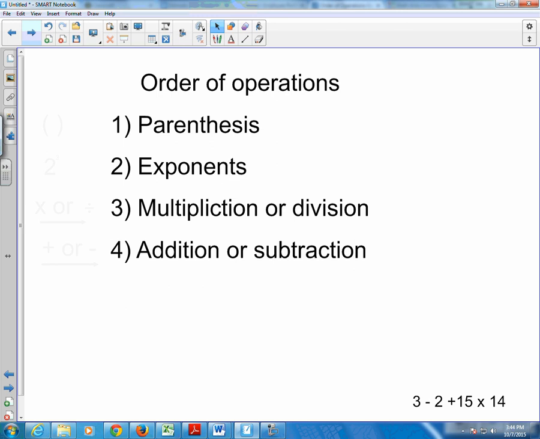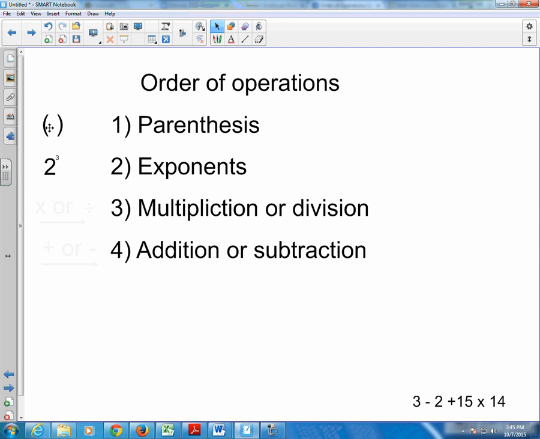First thing that we have to do is parentheses. And in case you don't remember, parentheses look like this. The second thing we have to do is exponents. And the exponents are the little numbers. And you're going to probably work with those in 5th grade and on. We're not going to focus too much on steps 1 and 2. We're going to rely heavily on 3 and 4. But it's important that you know that the first thing that you do is parentheses, then exponents.